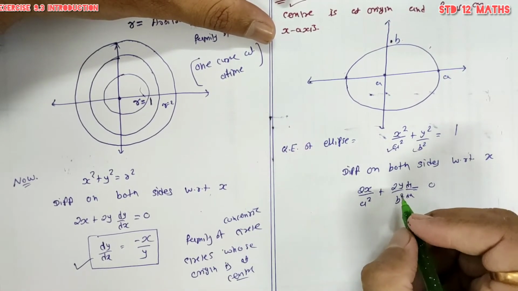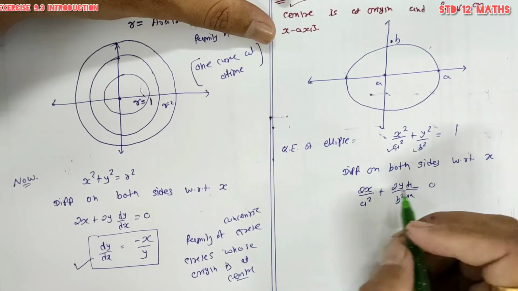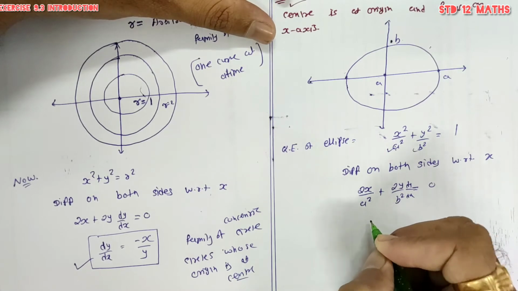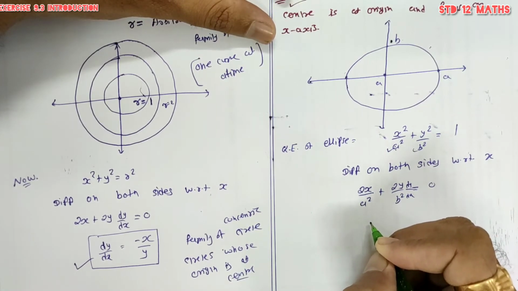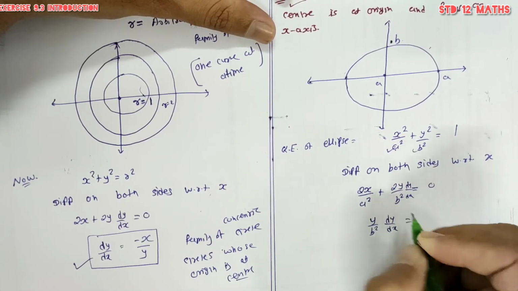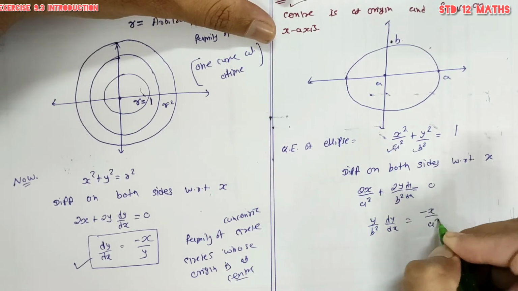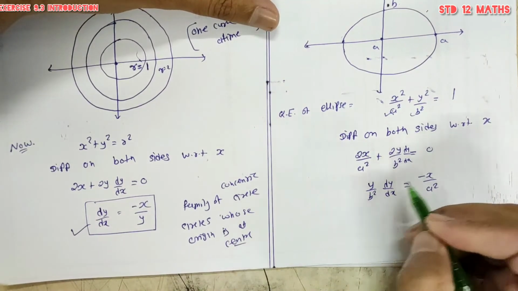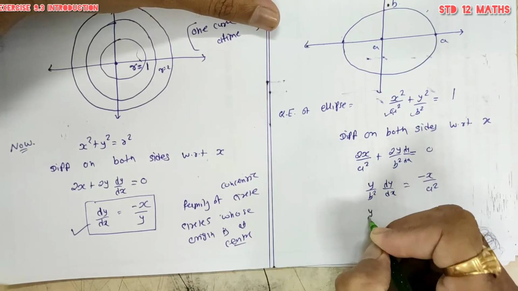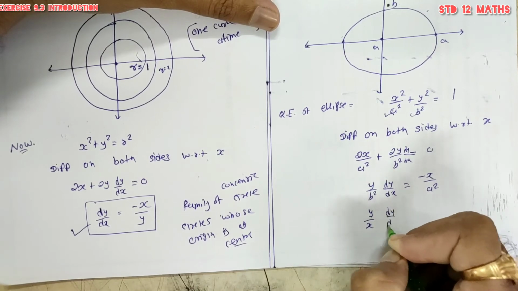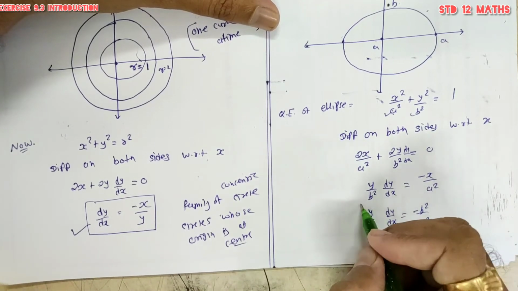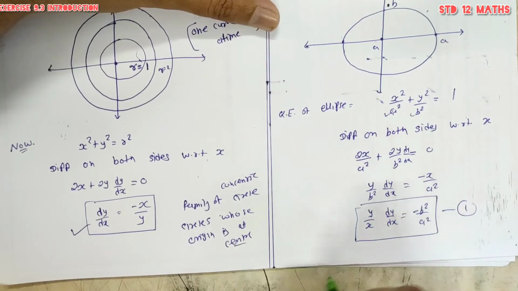Done. So here we can take this 2 common, and taking x upon a square on the right hand side, the remaining terms are y by b square dy by dx equal to minus x upon a square. Again, take b square up and x down. So it will be y by x dy by dx equal to minus b square upon a square. Done. Say this one as equation number 1.